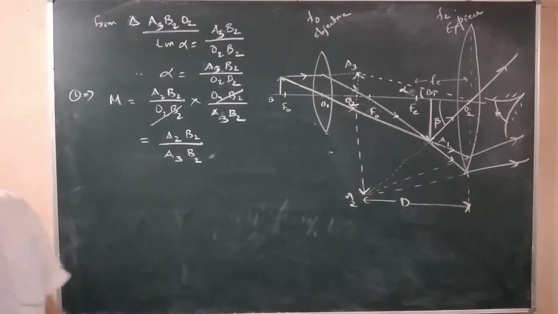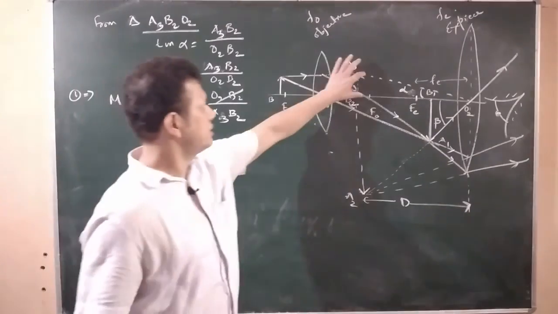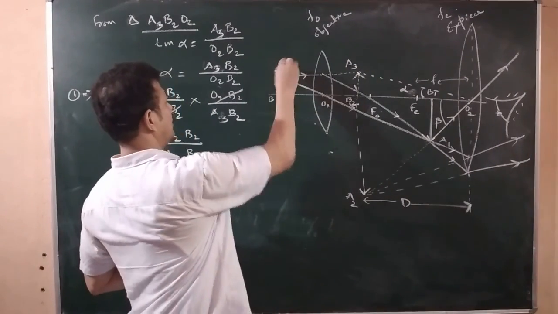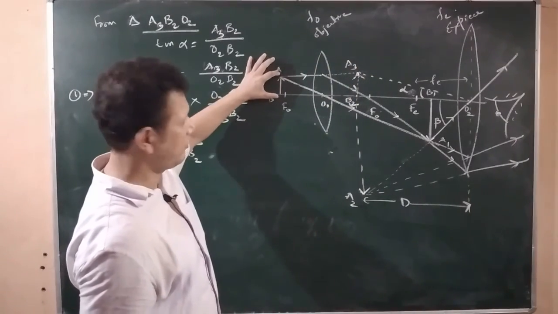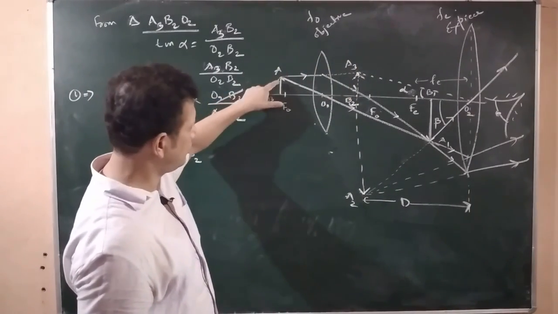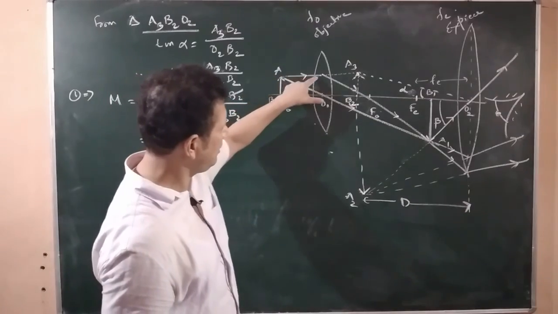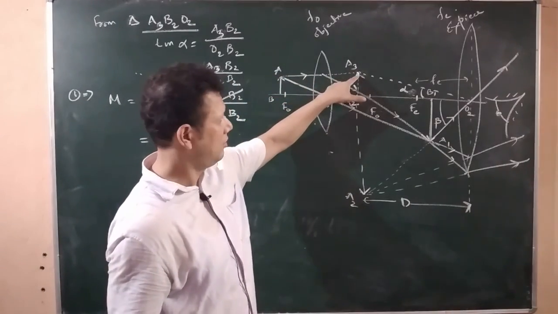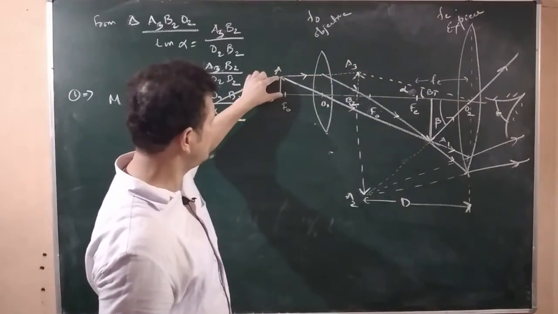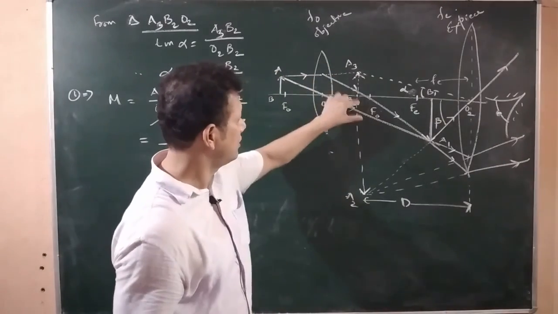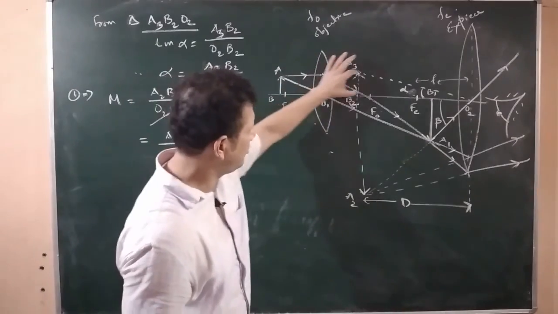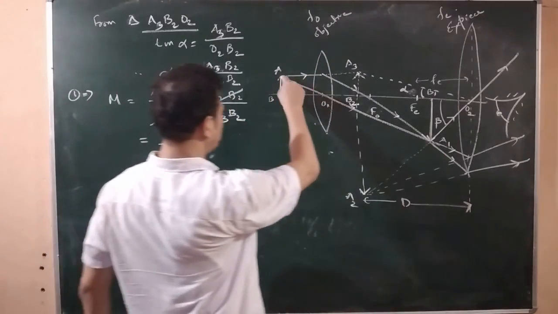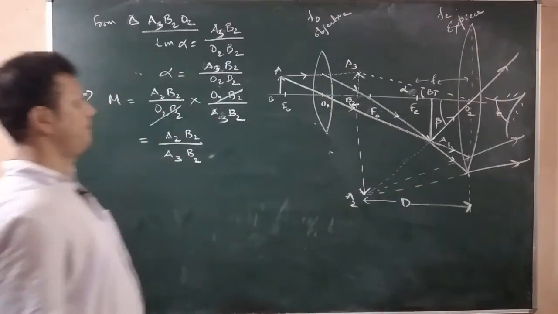How can I say A3 B2? But A3 B2 is equal to what? AB. Why? From this point you have just drawn this as a perpendicular. So this side and this are parallel, so this side and this side will be equal.